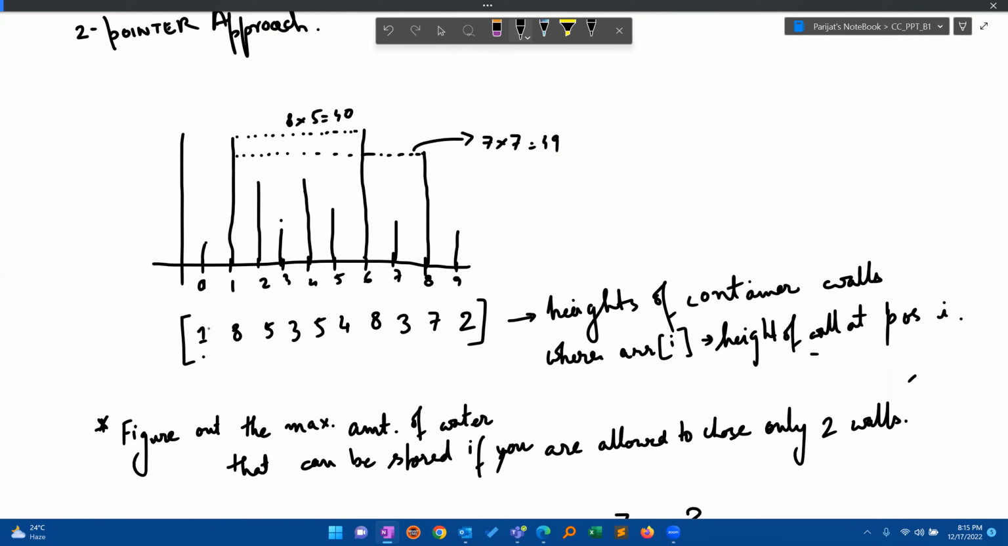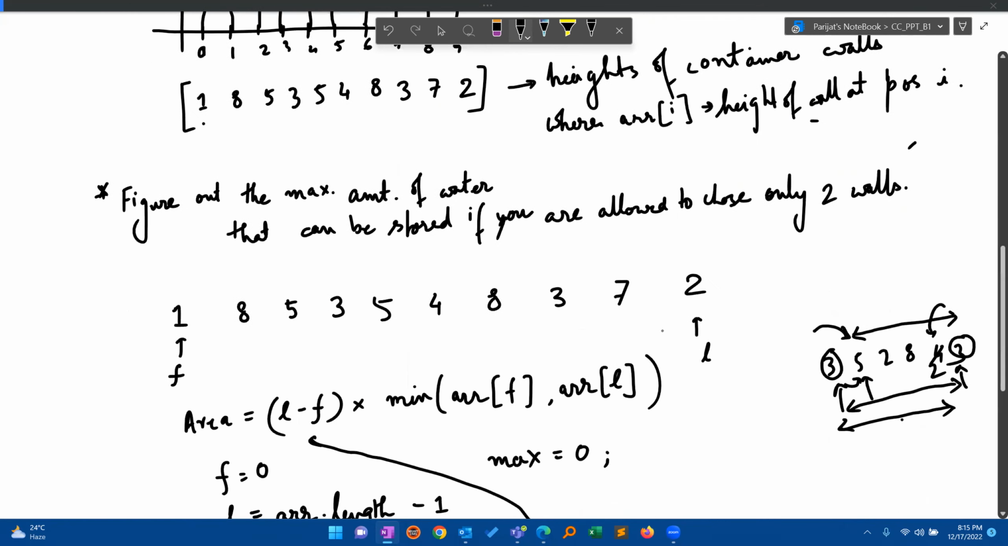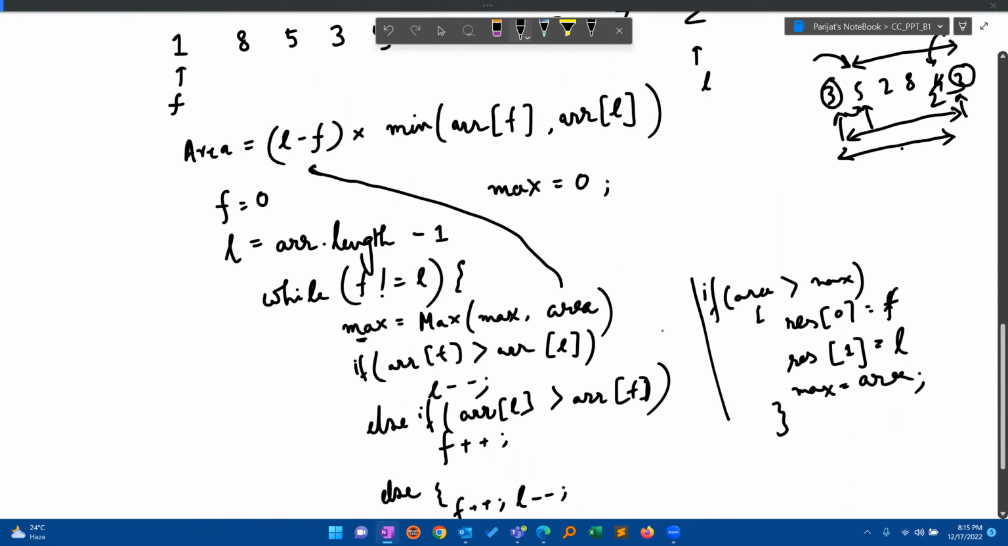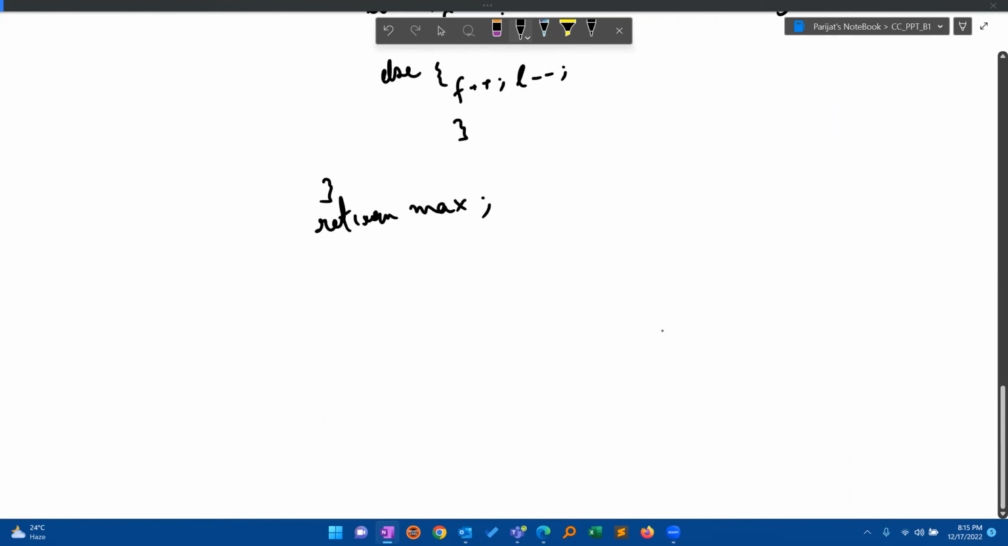Yeah, go ahead. In the equality case, if we are moving both the pointers, then we might miss out some of the possible pairs. Okay, so let's try to check for that. Let's try to prove whether we are missing out or not. So what can be the combination?